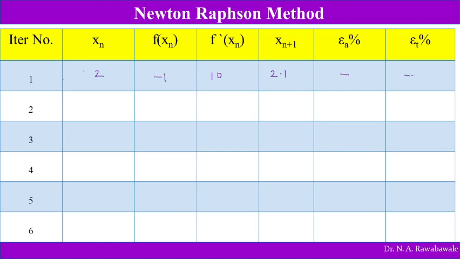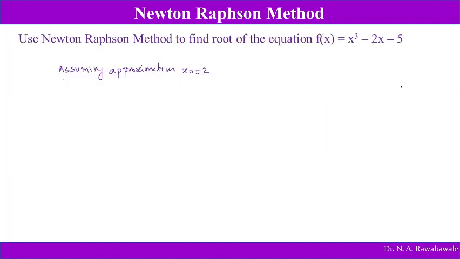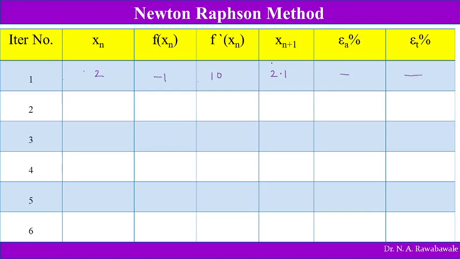Now approximate error we cannot find out. We cannot find out true error because the true value of the root is not known. So in this problem it is not given what the true value is, therefore we cannot find out true error. So true error is also dash. Now coming to the next step. So this was the old approximation which we assumed as 2. Now the new approximation is with us, that is 2.1. So what we assumed as the answer is 2. Now this method says that this answer 2 is wrong, this 2.1 is correct. Now we take the new approximation as 2.1.